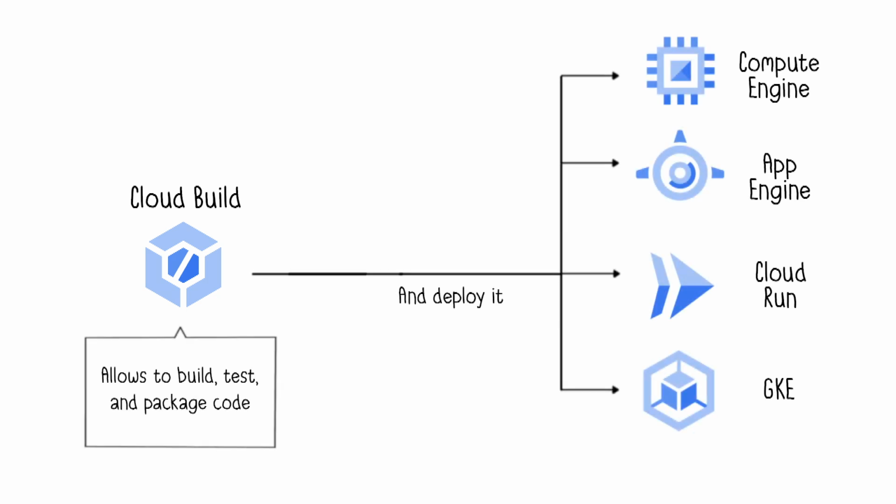Let's now move on to DevOps services. Cloud Build is a CI/CD tool for continuous integration and continuous deployment. It builds, tests, and packages code, including actions like compilation, Docker image creation, and test execution upon every code change. Cloud Build can also deploy to environments like Cloud Run or Kubernetes clusters.